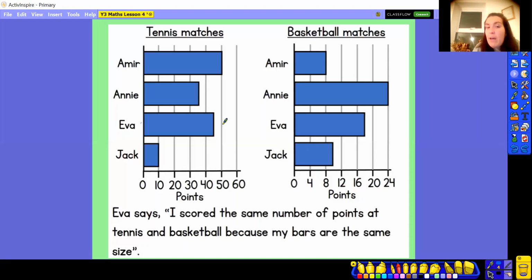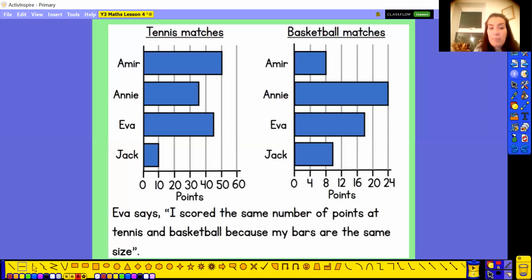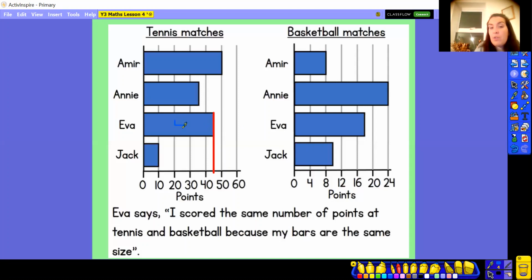Let's have a look at Eva and her tennis matches. So this time I can find Eva. I'm going to go down and see how many points she scored in her tennis matches. Well, it's halfway between 40 and 50. Well, that means that Eva scored 45 points in her tennis matches.